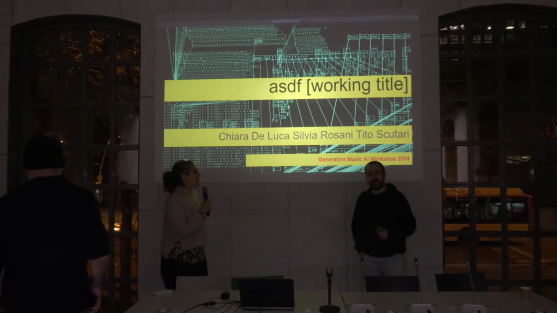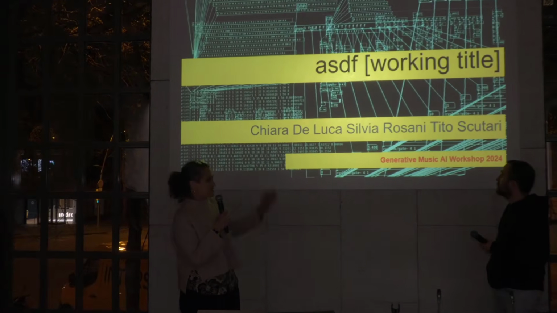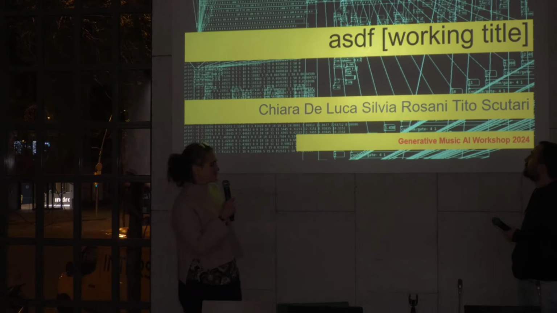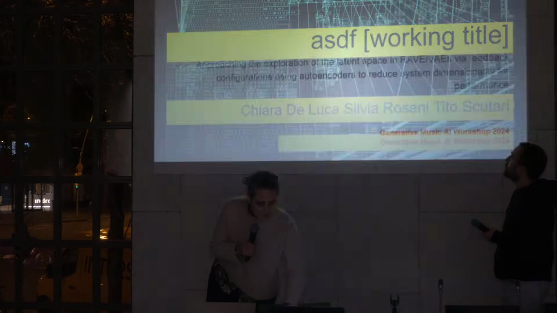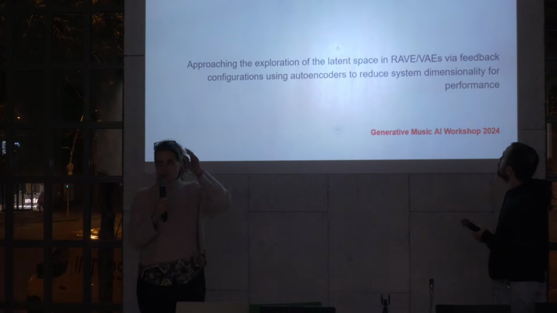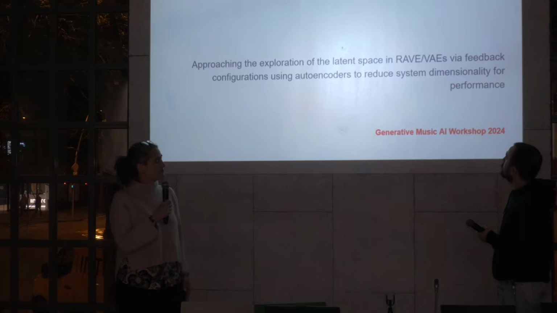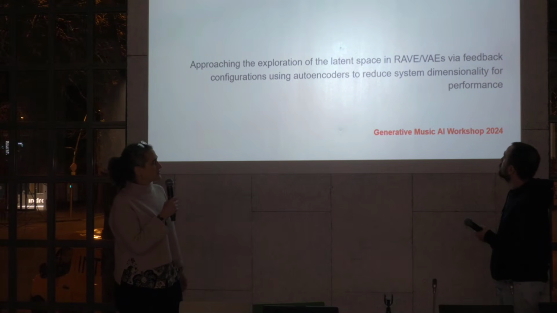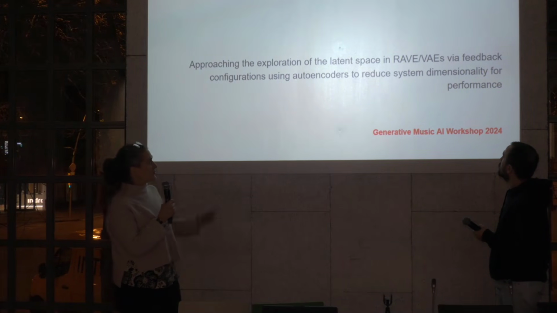Hello everyone. So this is us, and the starting idea was to investigate ways to explore the latent space in variational autoencoders in the RAVE library through feedback configurations. We'll see a few examples of that.